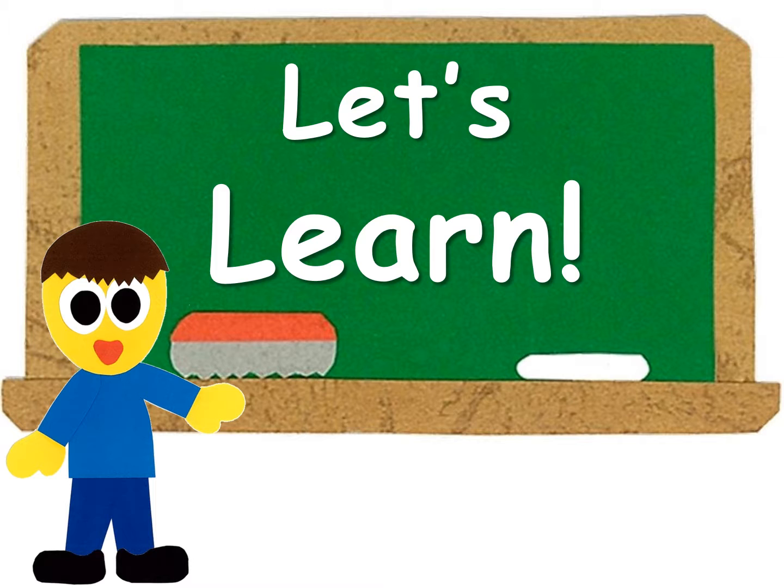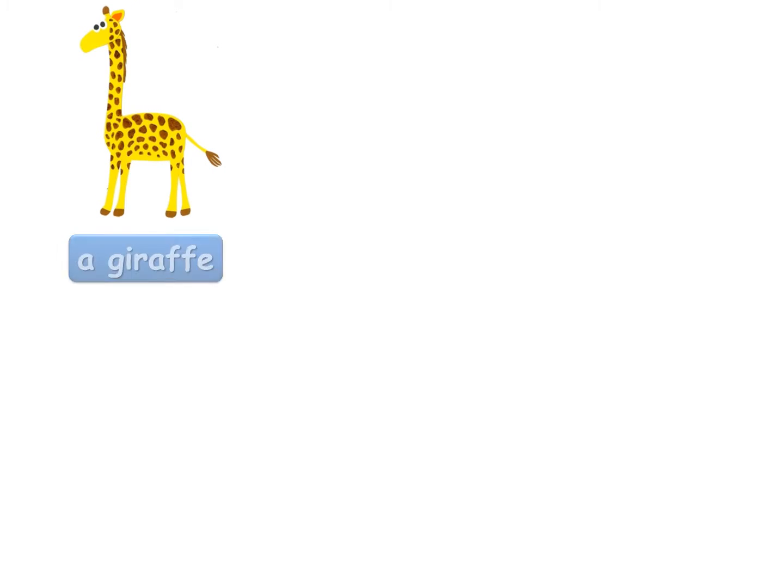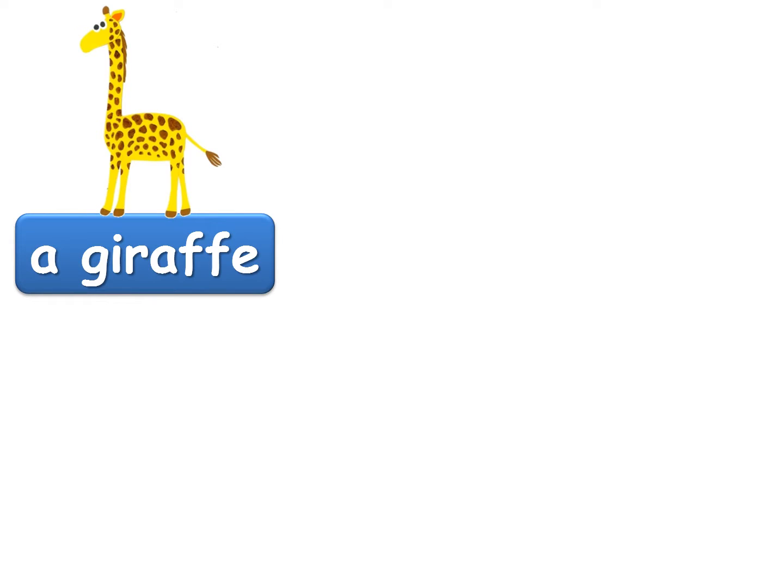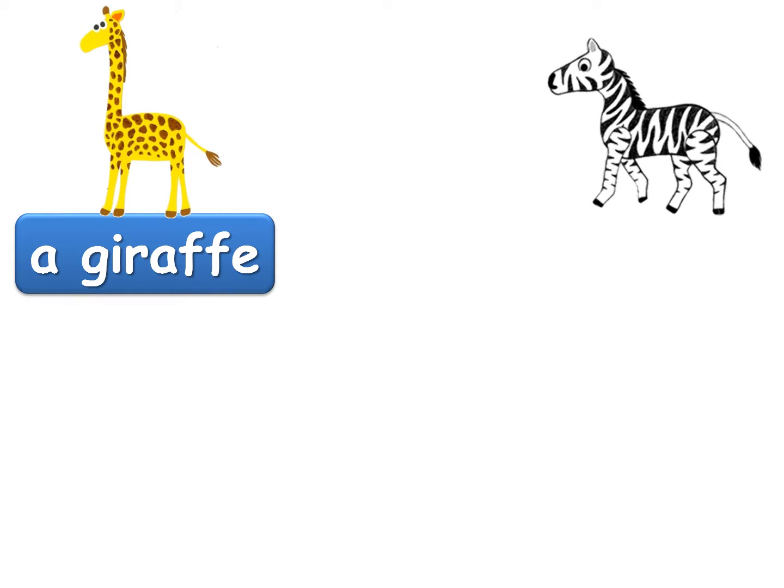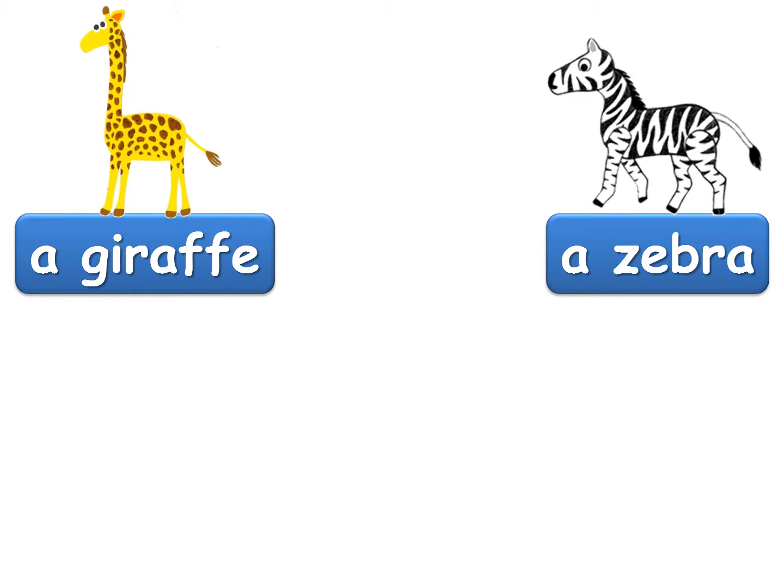First, let's learn some words that are in the story. Do you know what this is? This is a giraffe. Say it after me. A giraffe. Do you know what this is? It is a zebra. Say it after me. A zebra.